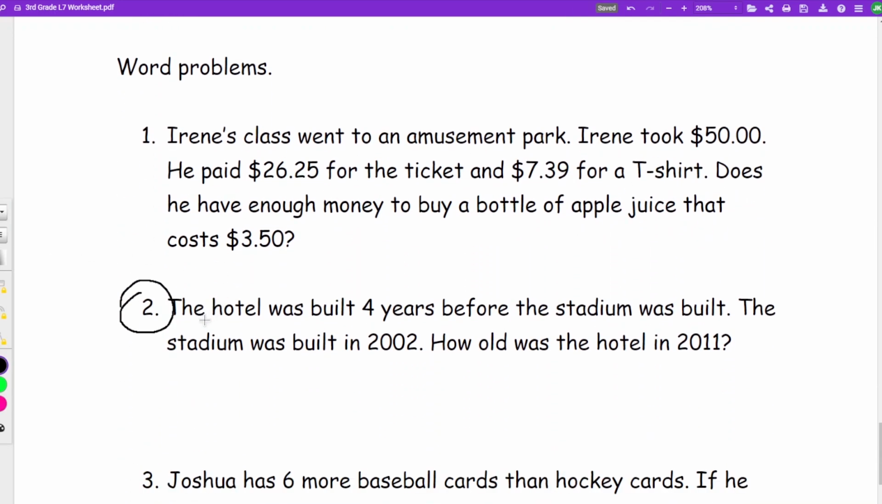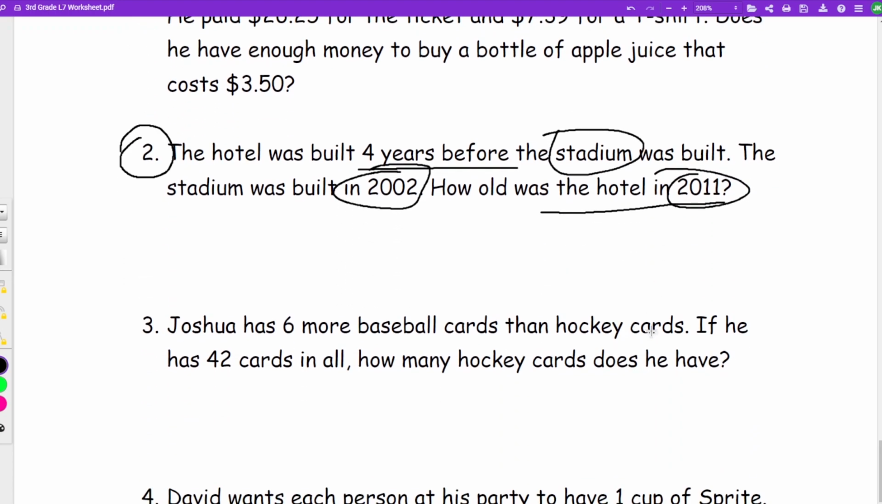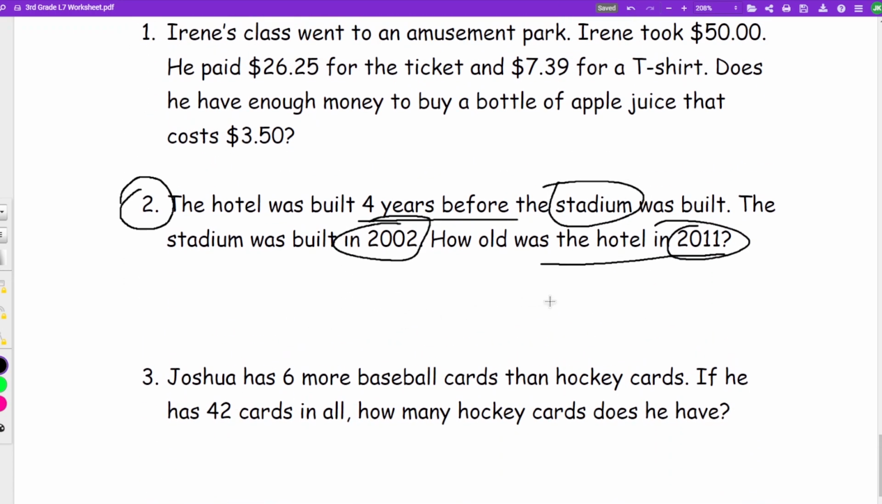Okay, word problem number 2. The hotel was built 4 years before the stadium was built. The stadium was built in 2002. How old was the hotel in 2011? So first, to find how old the hotel was in 2011, we have to find the year the hotel was built. And they tell us that the hotel was built 4 years before the stadium. And the stadium was built in 2002.